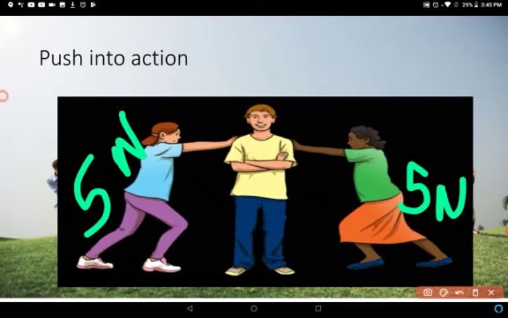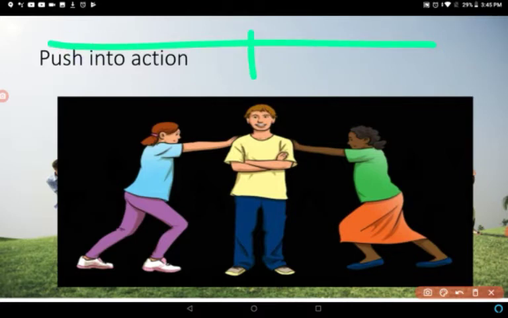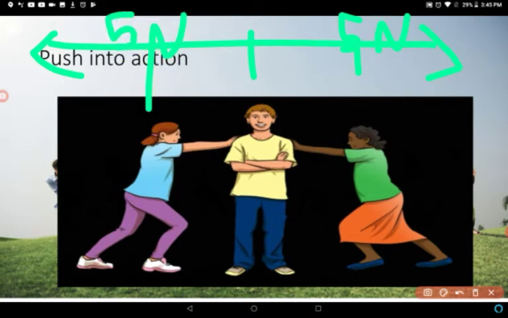So what actually happens now? Let me help you understand. Count this as a number line. You are at 0. This is the positive end, this is the negative end. Now, from here your mother is pushing with a force of 5 Newton and your sister is pushing you with a force of 5 Newton too. Consider this side negative and this side positive.